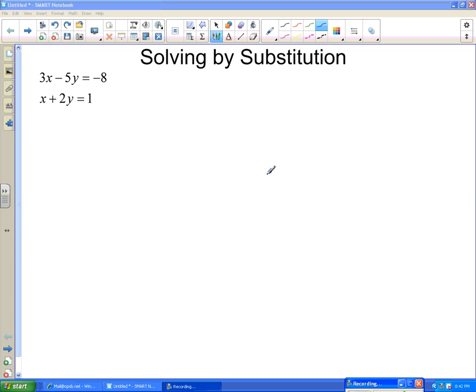Today we're going to talk about how to solve linear systems by using the substitution method. So I'm going to look at these two equations. I've got 3x minus 5y equals negative 8 and x plus 2y equals 1 in my system.